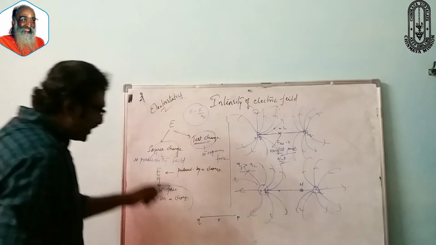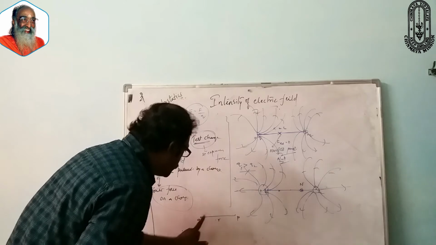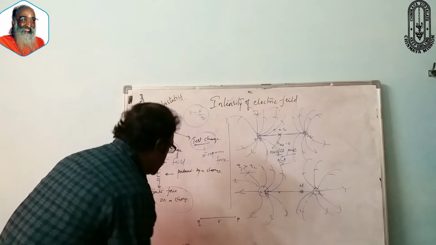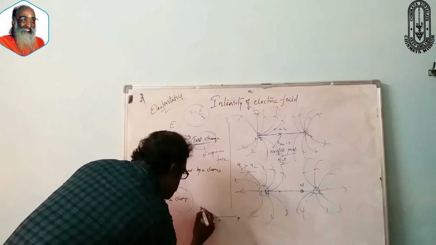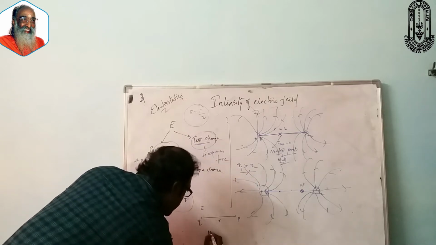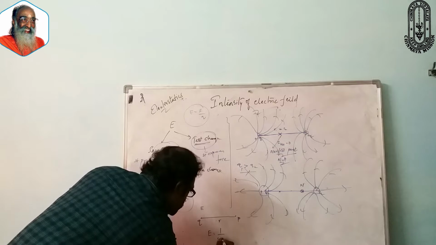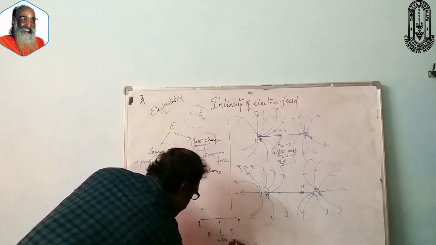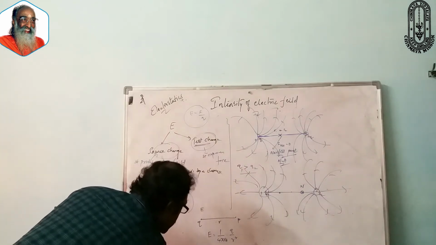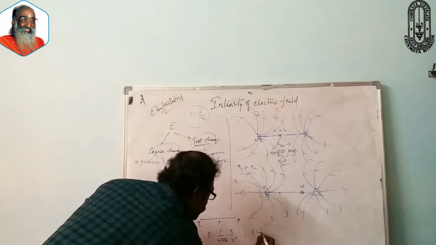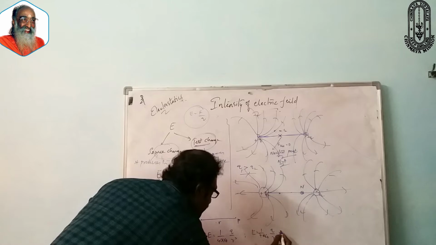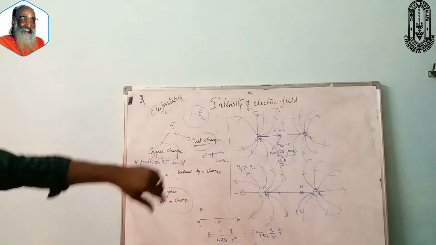What is the intensity of electric field at P due to E? Suppose this charge is producing electric field E, then the intensity of electric field is given by E is equal to 1 by 4 pi epsilon naught Q by R square. Or else, in vector form, E is equal to 1 by 4 pi epsilon naught Q by R square in the direction of this radius vector.